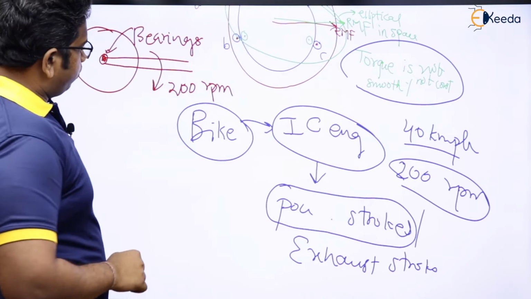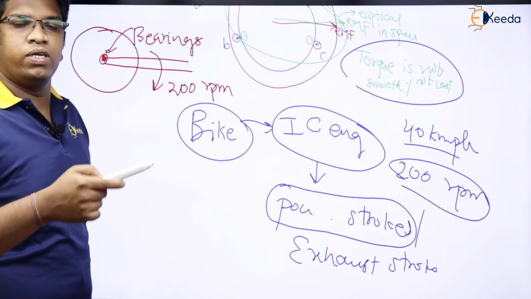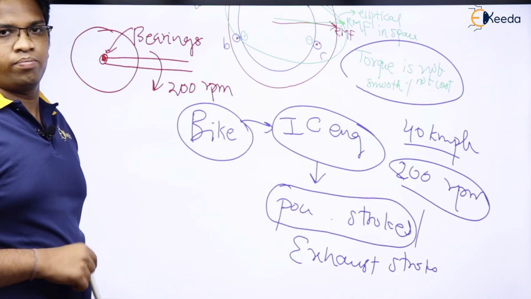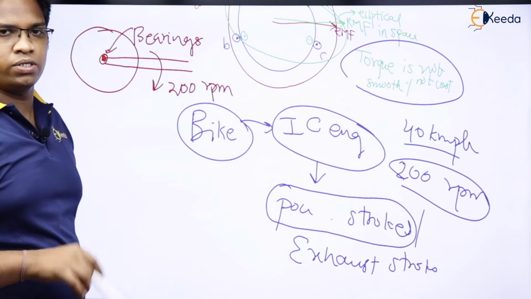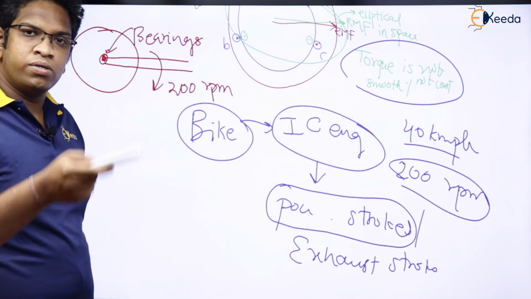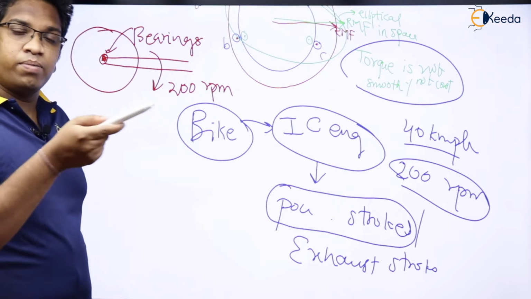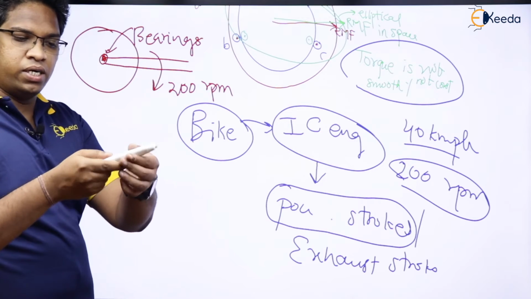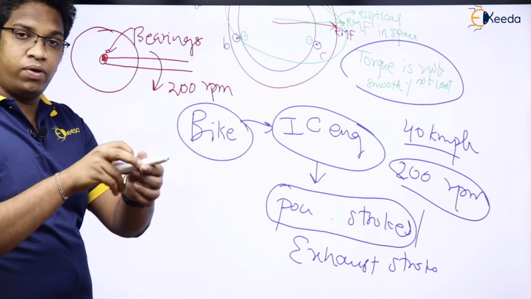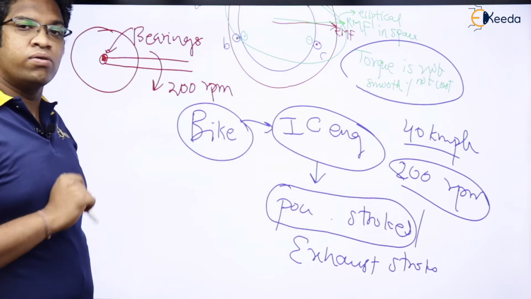Right? Now, what is going to happen? It is going to rotate at 200 rpm, but at the same time, it is going to feel some jerks because torque is not constant. See here, it is going to rotate in this particular fashion only, 200 rpm, right? But at the same time, what is going to happen? This bearing here will have pressure of that torque, because torque is not constant.